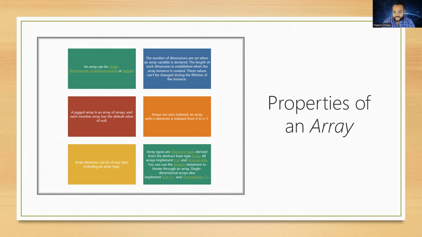Arrays are 0 indexed, all right? So arrays are indexed to the number 0. We talked about this before. In computer science, we always start counting at 0. We don't start counting at the number 1, all right?